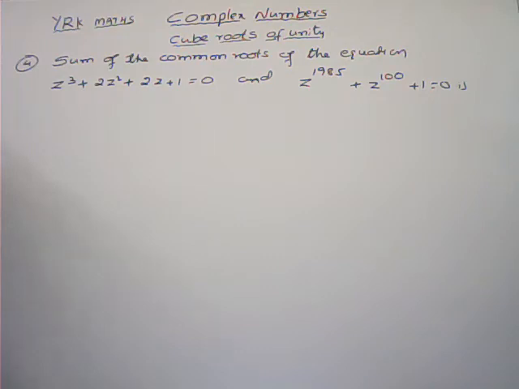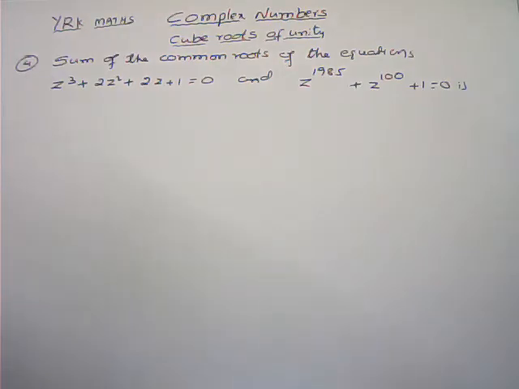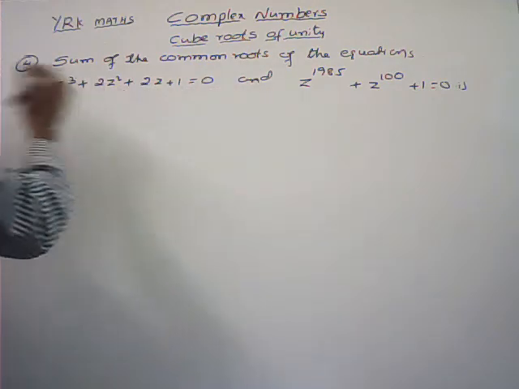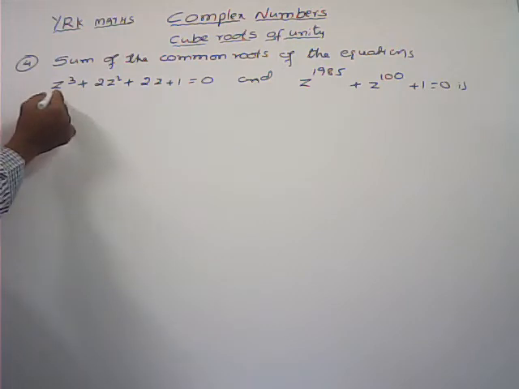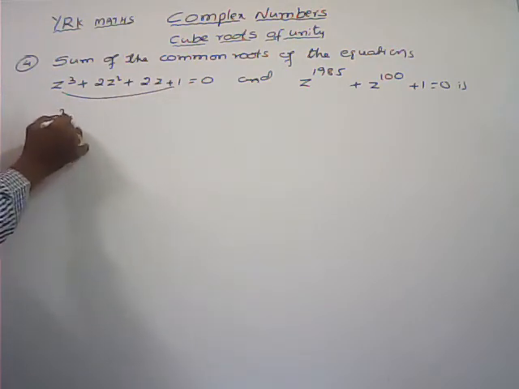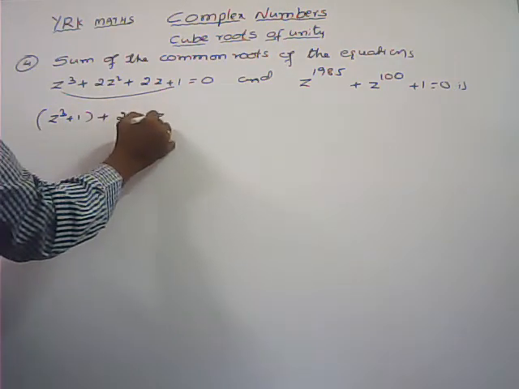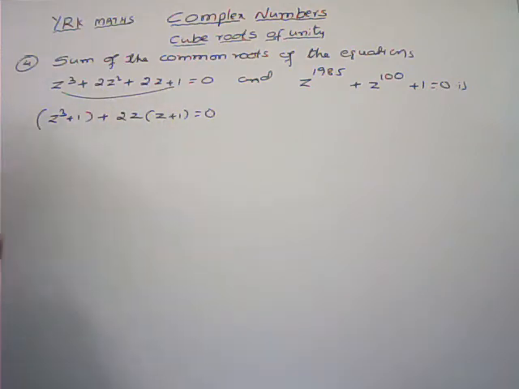Now, some of the common roots of the equations. One is z cube plus 2z square plus 2z plus 1 equals to 0, and one more z power 1985 plus z power 100 plus 1 equals to 0. Now, instead of that one, better to solve this one. Here, these two terms I am writing side by side, z cube plus 1 plus, from these two terms I am taking 2z as common, z plus 1, that is equal to 0. First I am solving this one.